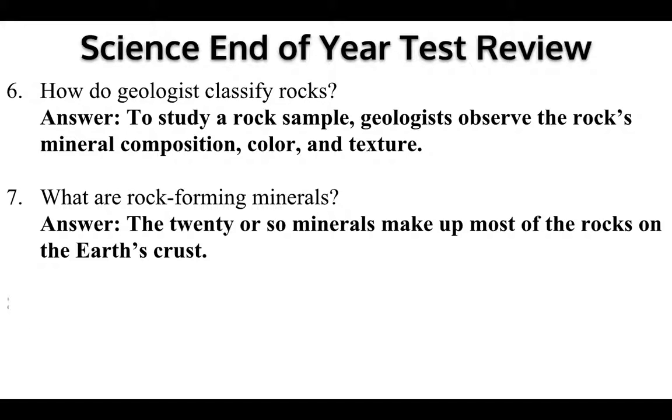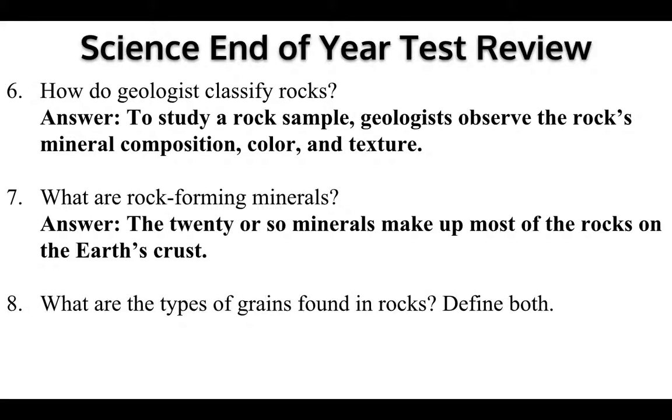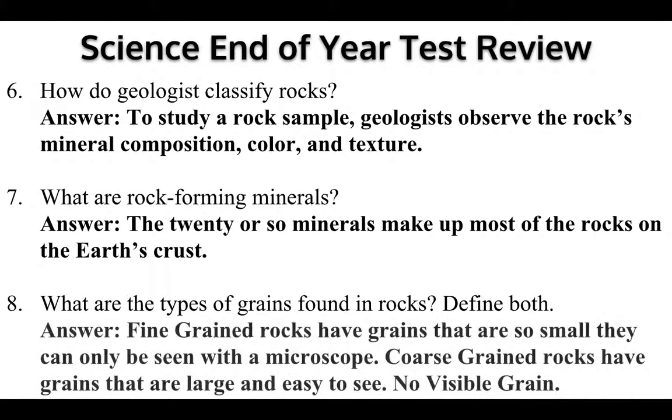What are rock-forming minerals? The 20 or so minerals that make up most of the rocks in Earth's crust. What are the types of grains found in rocks? So there are three types. Fine grain rocks have grains that are so small that they can only be seen with a microscope. Coarse grain rocks have grains that are large and easy to see, and then no visible grain.